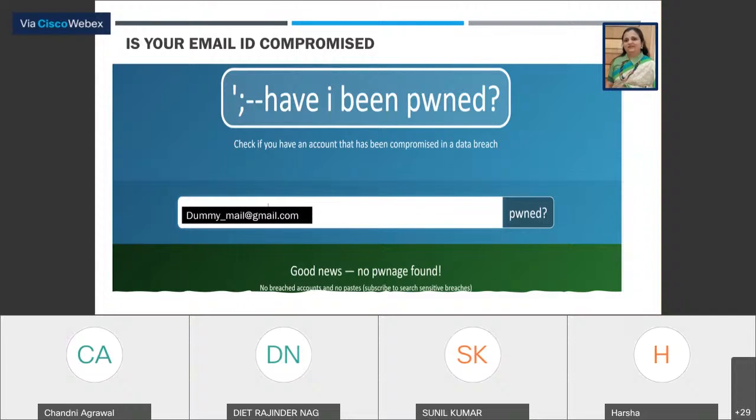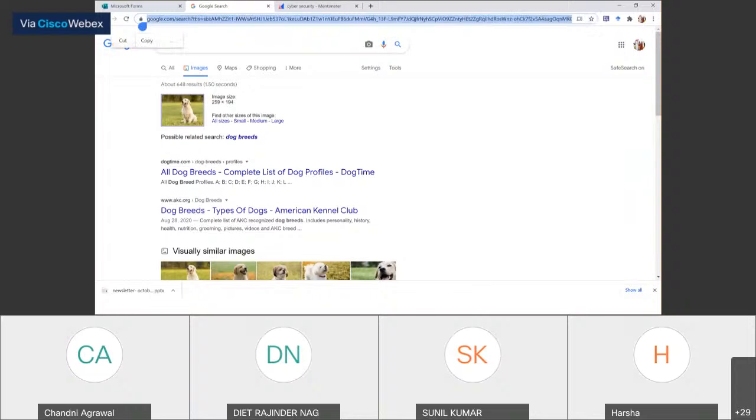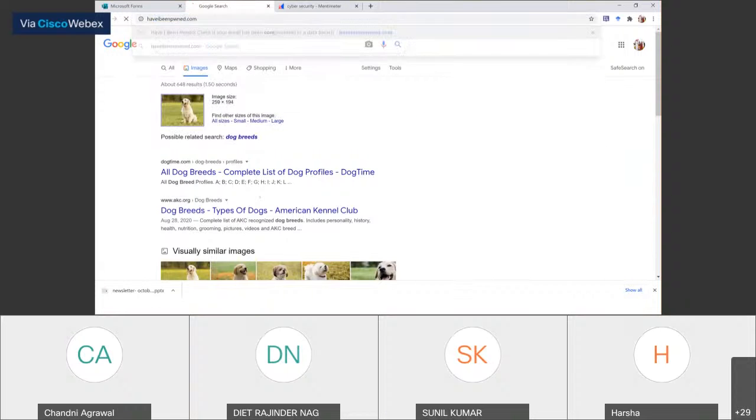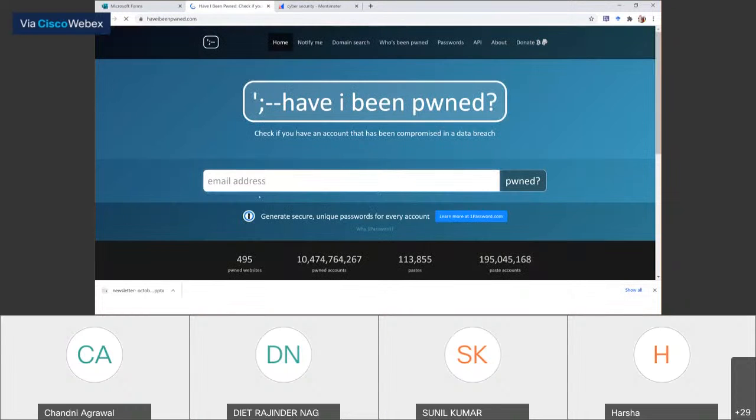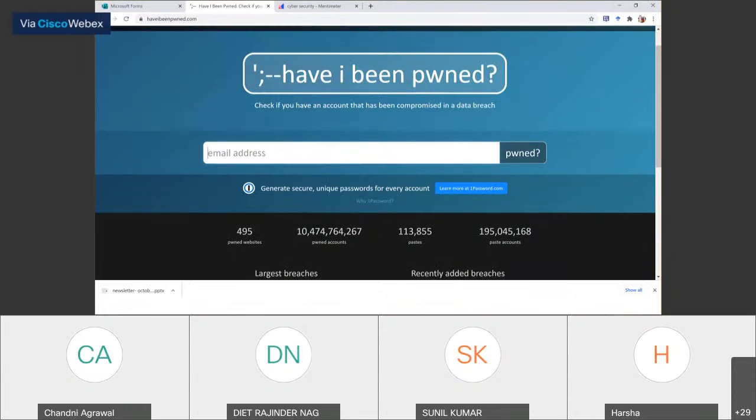I'll write the link in the chat window once I demonstrate this to you. The tool is Have I Been Pwned? Actually, we are registering our email IDs with Zomato, Swiggy, and so many platforms from where we are downloading our free software or free apps. You have always seen we are entering our email address to use any free tool.